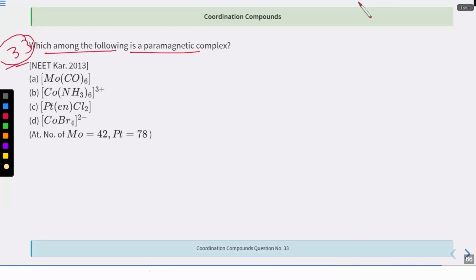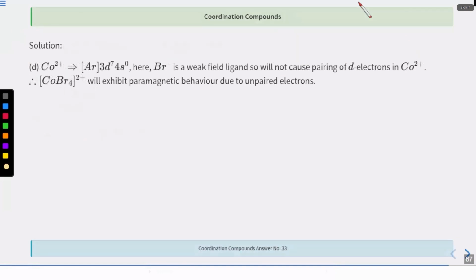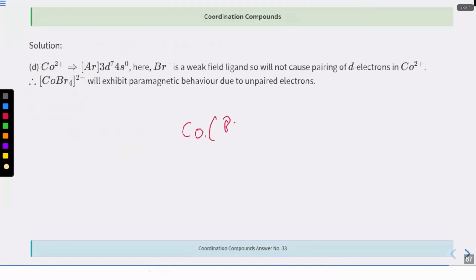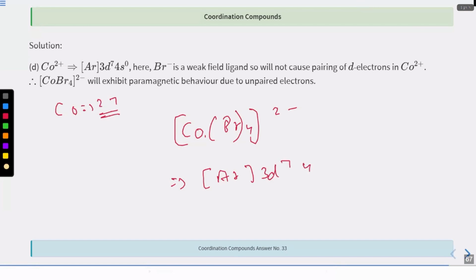Which among the following is a paramagnetic complex? Paramagnetic means unpaired electron. Okay. So atomic number is given to me, molybdenum 42, platinum 78. So D is the right option. D is this option, CoBr4 2 minus. I know cobalt is 27. So it would be argon 3d7 4s2. Let's calculate the oxidation state of cobalt here. It would be x minus 4 equals minus 2. So x would be +2 here.